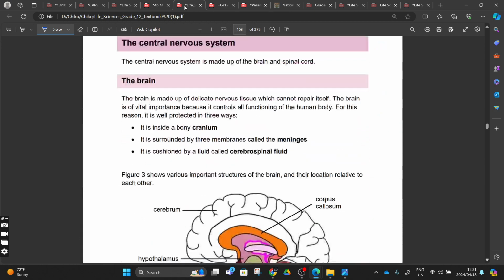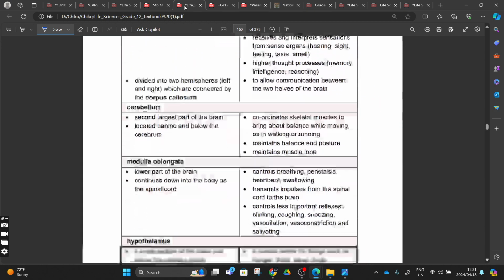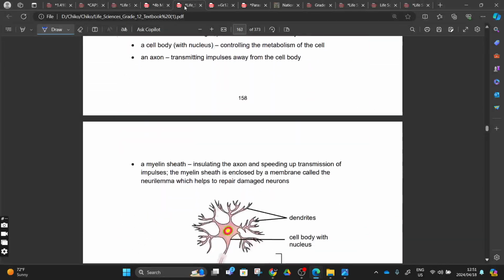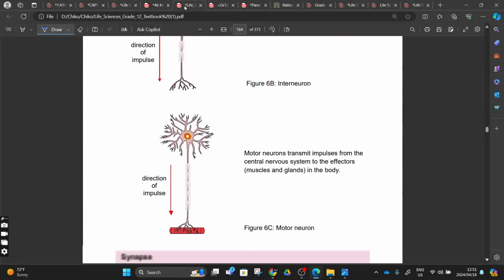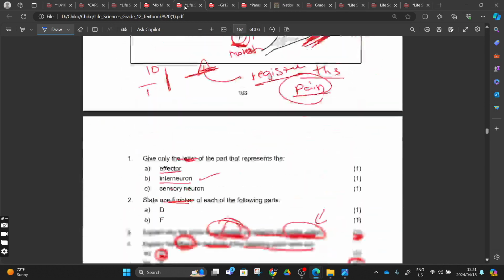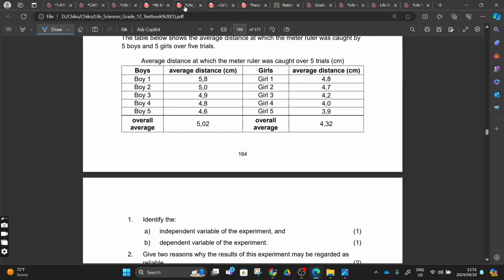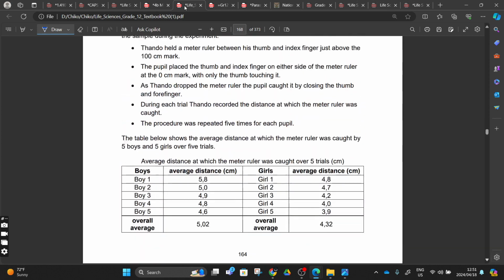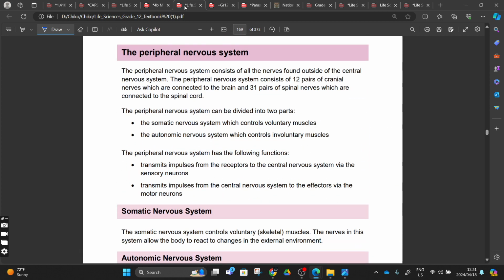Now we can move on and focus on our textbook and see what they say about the peripheral nervous system. I've explained everything this time around. This is the activity that we are going to do. I'm not sure if I will still have time, or we can do this tomorrow. But there's the peripheral nervous system.